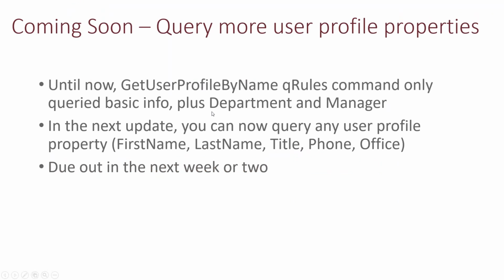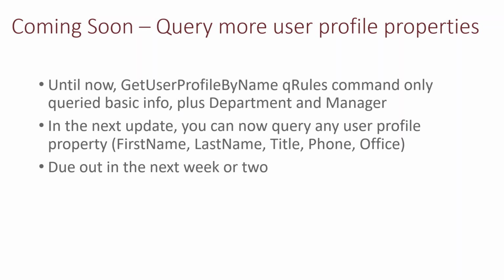So also, we've got a new feature in the works. We've just added this week. We're going to be publishing it out in the next week or so. For those of you who have used the get user profile by name QRules command to query user profile info, currently, as of now, it only queries some basic user info like email, user ID, display name, plus the department and manager. Now you can actually specify which properties you want.